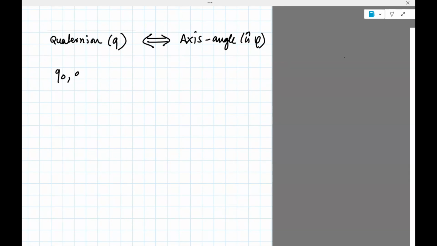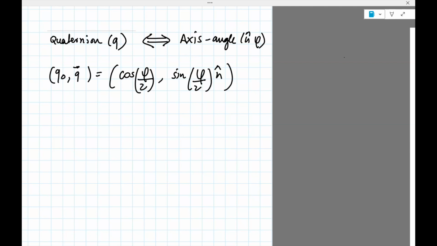q is nothing but q0 equals cosine of psi divided by 2, and the vector part q is sine of psi divided by 2 times n. That's it. That's the relation between quaternions and axis angle. Super simple. The scalar part is cosine of psi divided by 2, and then the vector part is sine of psi divided by 2 times n. Note that it's half of the angle. Don't take the half outside. That's incorrect.